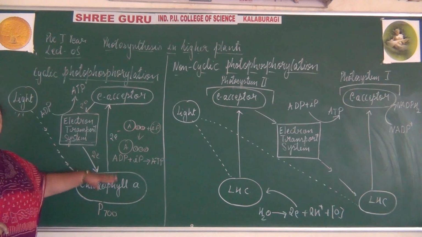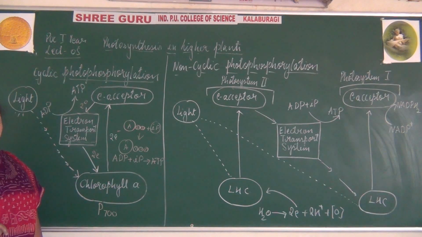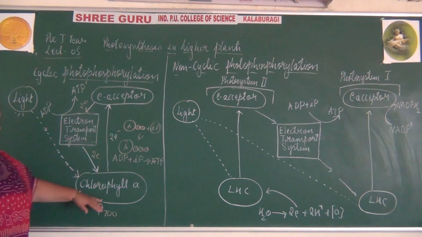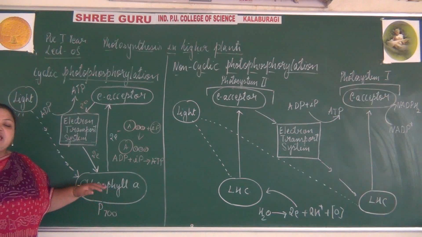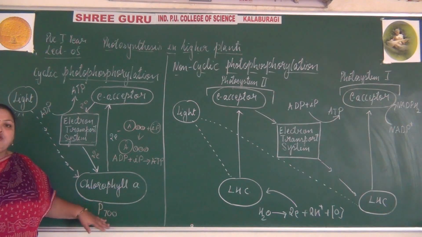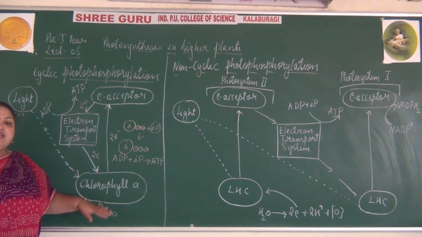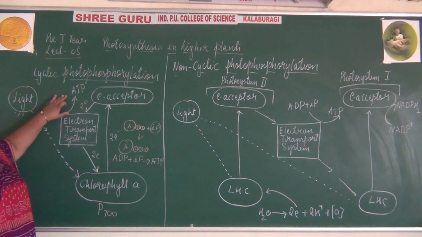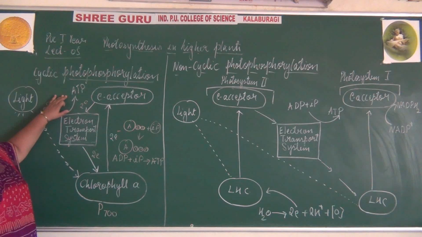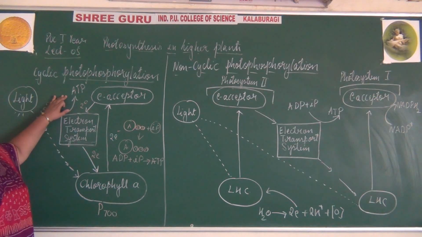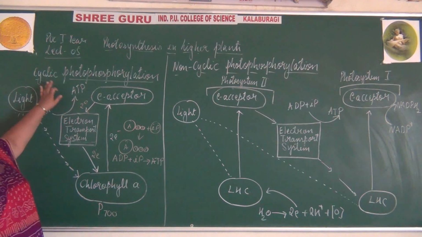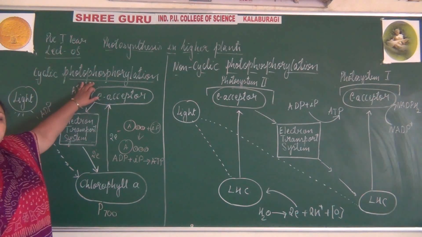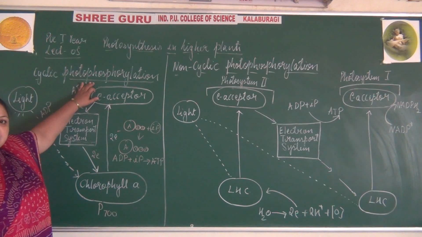As the movement of the electrons is cyclic and the electrons reach back to the photosystem, this is known as cyclic photophosphorylation. And during this movement, the important component ATP is synthesized. So this process is known as cyclic photophosphorylation. So I would like to repeat it once again.